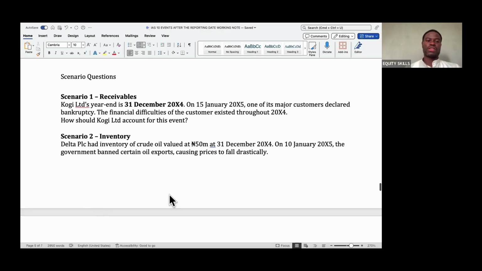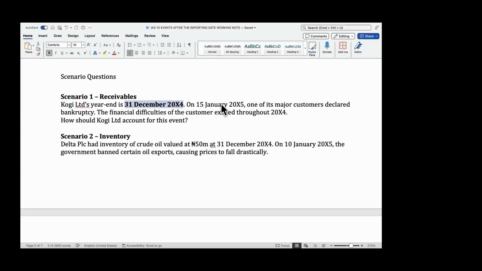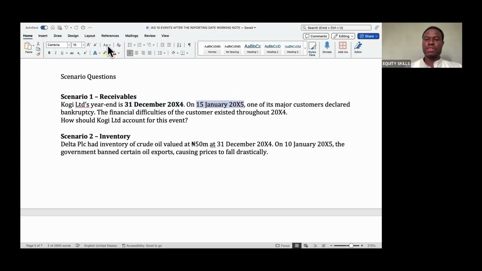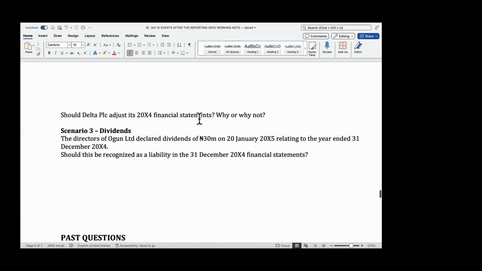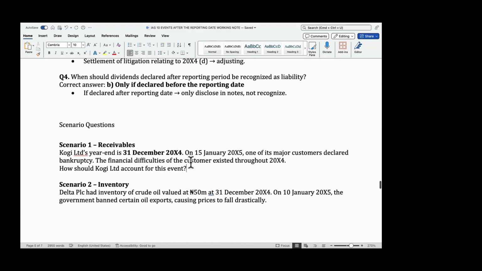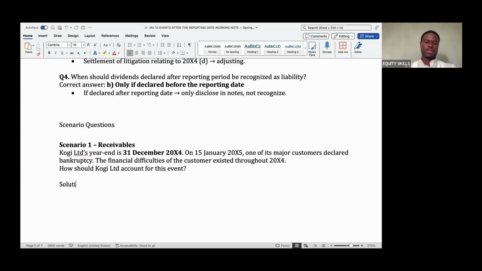Now let's look at some other scenarios. Now they say that Kogi Limited's year end is 31st December 2004. On 15 January 2005, one of its major customers declared bankruptcy. The financial difficulties of the customer existed throughout 2004. How should Kogi Limited account for these events? Let's see that. How should they adjust? How should they treat it? How should they account for it?